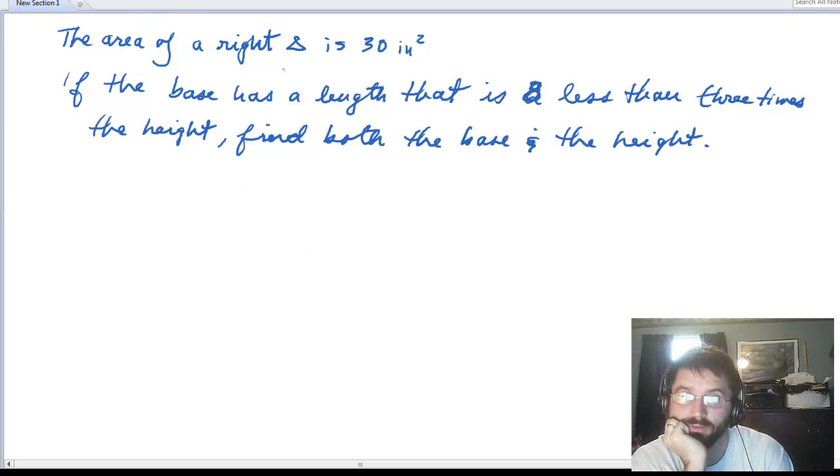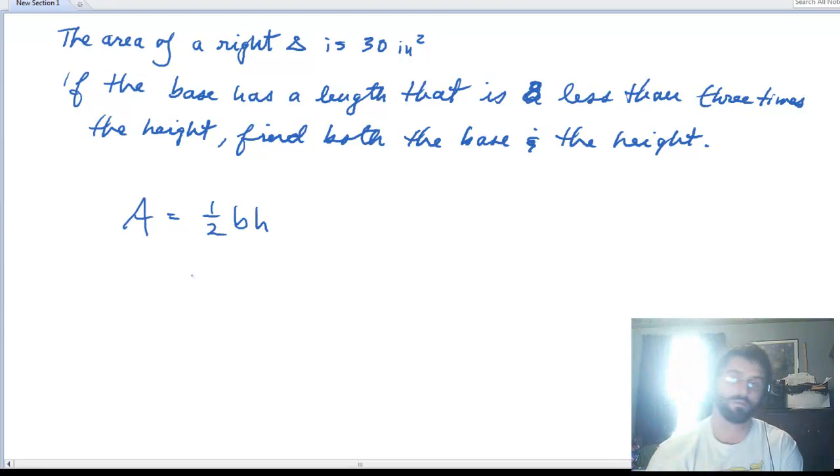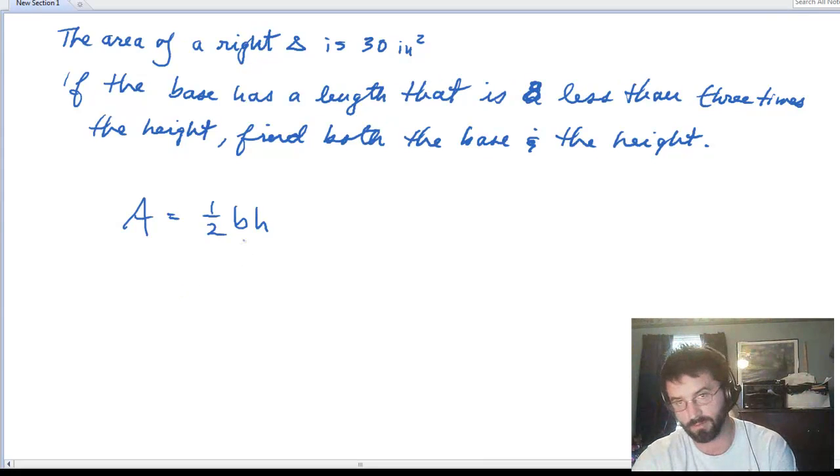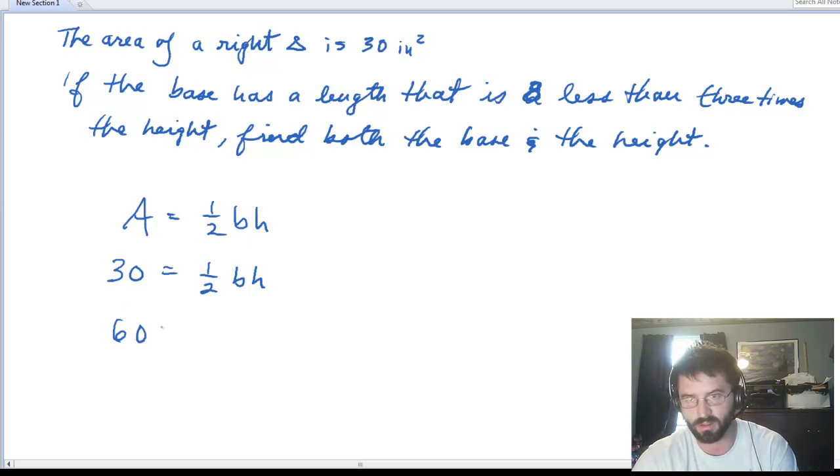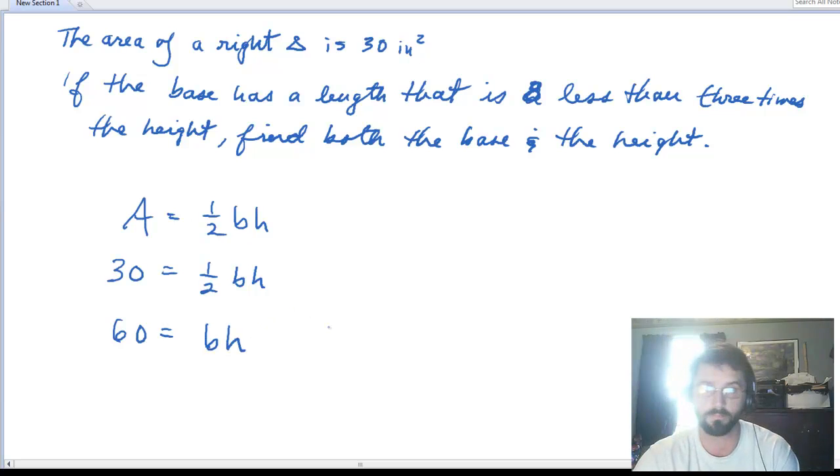The area of a right triangle is 30 inches. Area of any triangle is 1/2 base times height. The reason for that is because any triangle is half a parallelogram, and the area of a parallelogram is base times height. Alright, so now we have 30 is going to be 1/2 the base times the height. If you don't like the fraction in front, you can double everything. 2 times 30 becomes 60. 2 times 1/2 cancels out, and you get 60 is base times height.